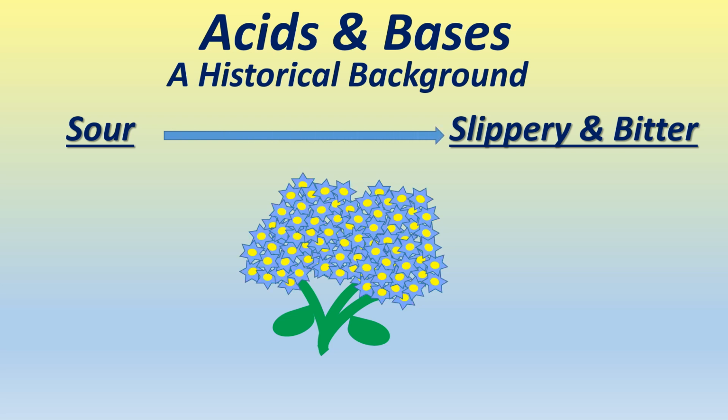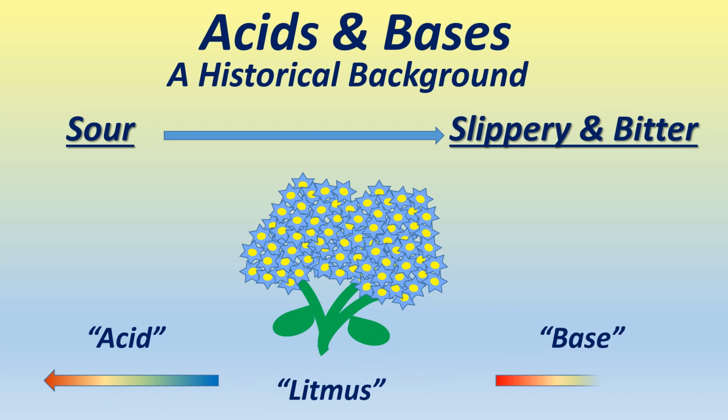Eventually, the material that caused this change to happen in plants was isolated, and it was named litmus. So very early on, the definition of acids and bases was as follows. An acid is anything that turns blue litmus red, and a base is anything that turns red litmus blue.